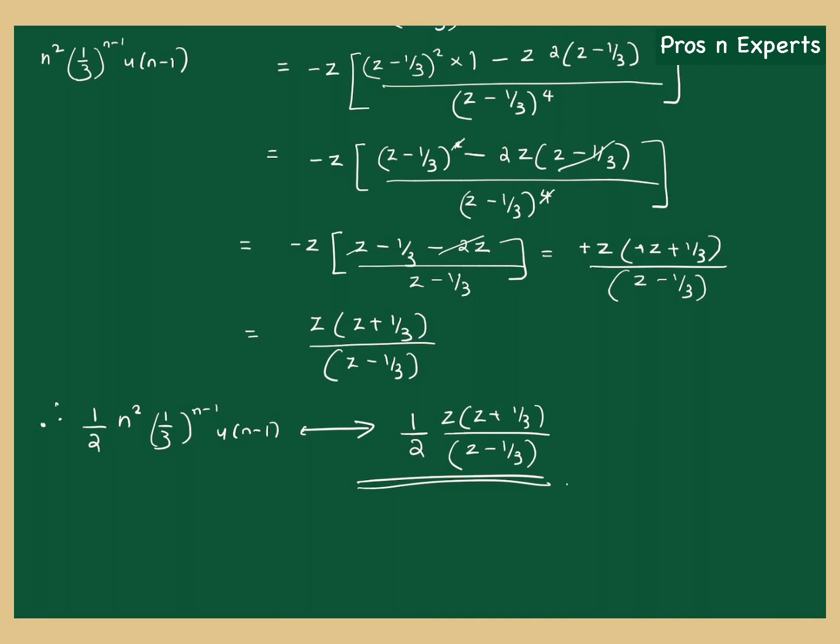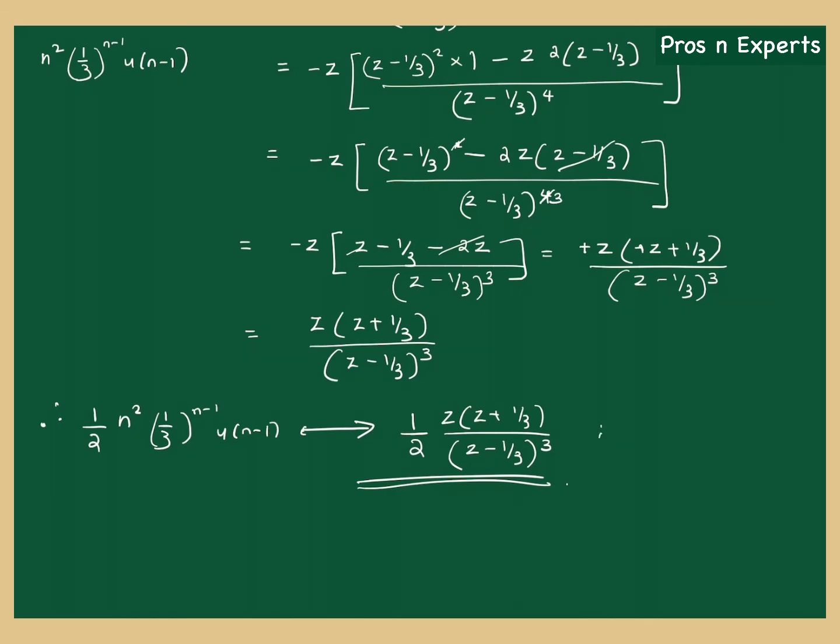And what is the ROC? Oh, one second. There's a slight mistake, a very careless mistake, because here it is power 4, right? Here we have cancelled only one (z minus 1 by 3), okay? That means (z minus 1 by 3) to the cube will be remaining, so here also cube will be remaining. Only one (z minus 1 by 3) was cancelled, so (z minus 1 by 3) cube will be remaining.